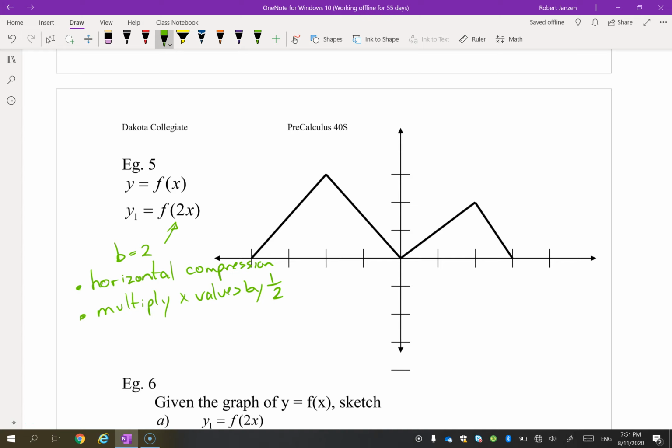Okay, so my x value is 4 here, now it's 2. X value is 2 here, now it's 1. X value here is 0, it's still 0. X value here is 2, so now it becomes 1. X value here is 3, so if I multiply by a half, it becomes 1.5.